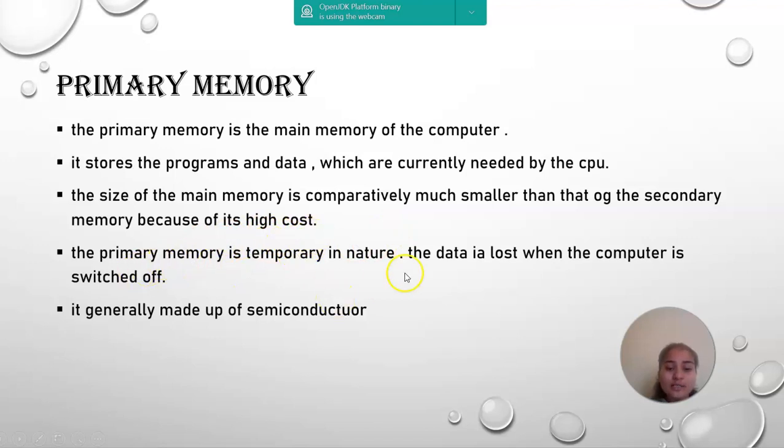The primary memory is temporary in nature. The data is lost when computer is switched off. It means when we switch off the computer, the data will be deleted. It is generally made up of semiconductor.